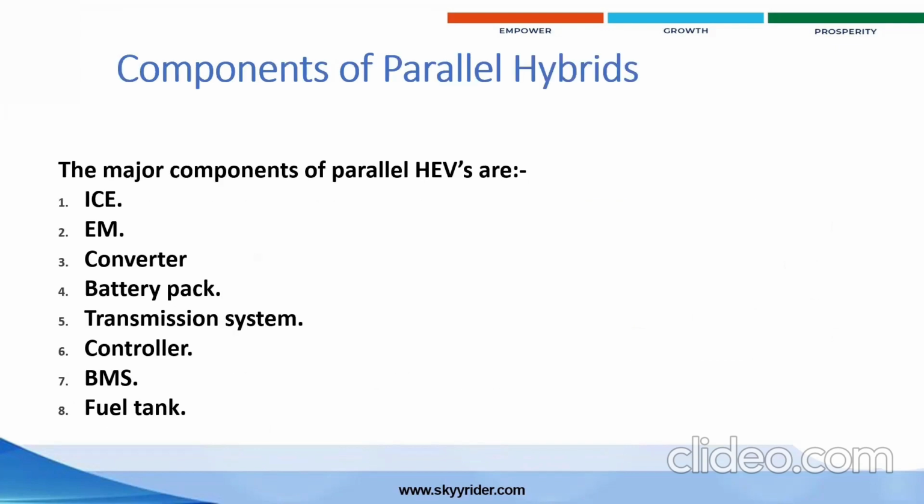So these are the major components of a parallel hybrid electric vehicle: the IC engine, electrical motor, converters such as the DC converter, battery packs, transmission system, controller, BMS, and fuel tank.